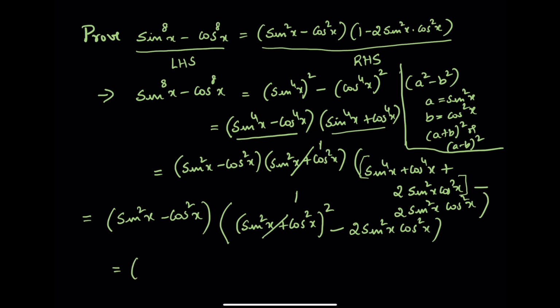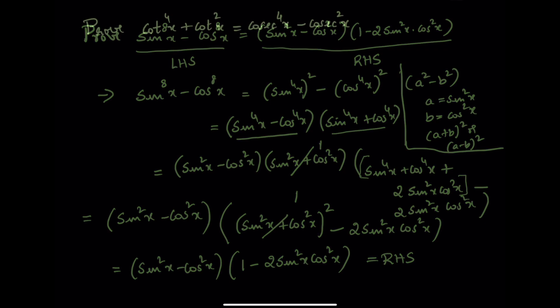So now our final solution would be sine square x minus cos square x times (1 minus 2 sine square x cos square x). So now we have achieved the right hand side which was asked in the question. So this is how you can use trigonometric identities and other algebraic equations to achieve the proofs that are needed. Now let us try to solve the next problem.